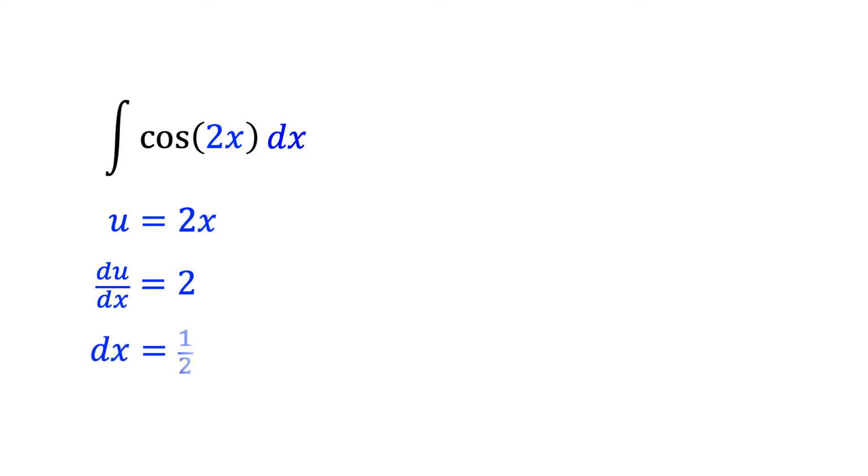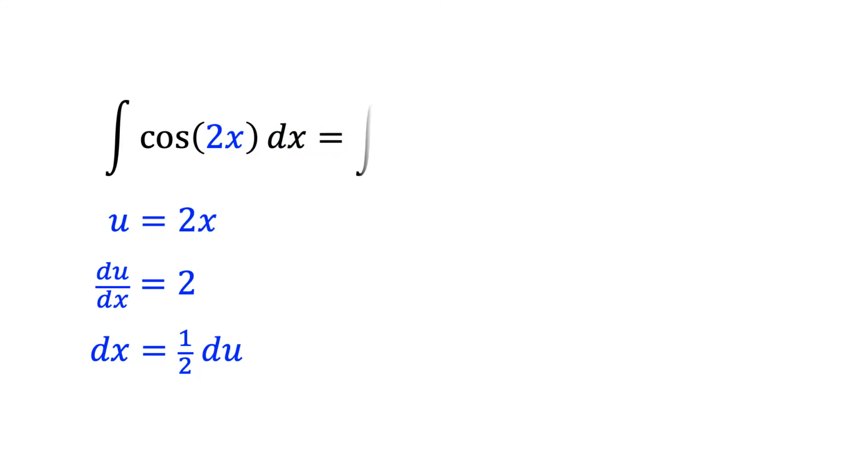Originally, we had the function cosine of 2x and wanted to integrate this with respect to x. So now we'd rewrite the argument as u. Then we need to find a way to rewrite this dx in terms of u. If we differentiate u with respect to x, we get 2. And then we can rewrite this relationship as dx is equal to 1/2 du.